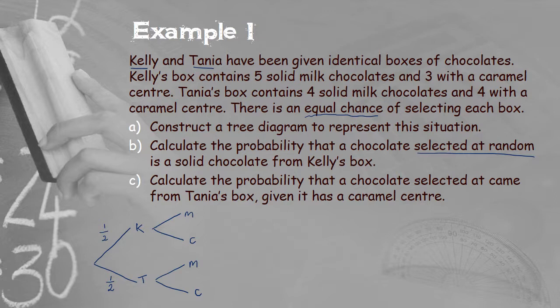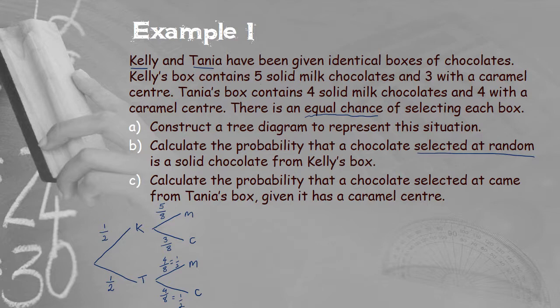Kelly's box has 5 solid milk chocolates, 3 with caramel centres, so the chance of getting a milk chocolate will be 5 out of 8, there are 8 chocolates in the box, or a caramel, there are 3 out of 8 there. Tanya's box has 4 solid milk chocolates, so it's 4 out of 8, or of course we could simplify that to a half. And there is 4 out of 8 chance of getting a caramel, which we can simplify to a half. Because all of the branches here are not equally likely, we need to put the probabilities written on the branches in this case. It does not matter if the probabilities are written as fractions or as decimals, that's entirely up to you.